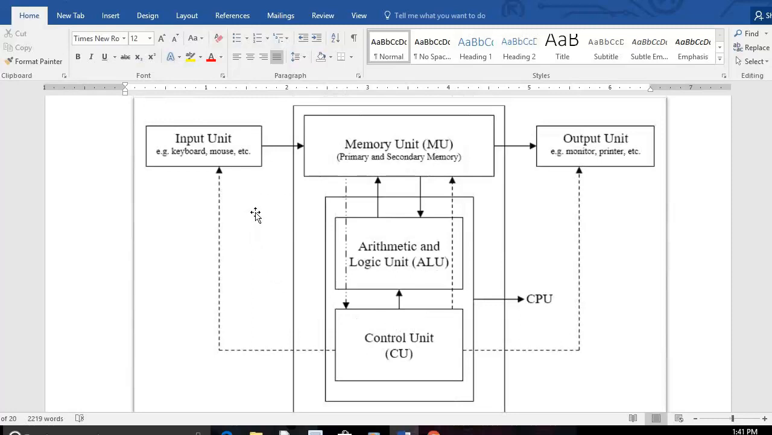Don't forget to draw the diagram neatly, and don't forget the labeling also, very important.